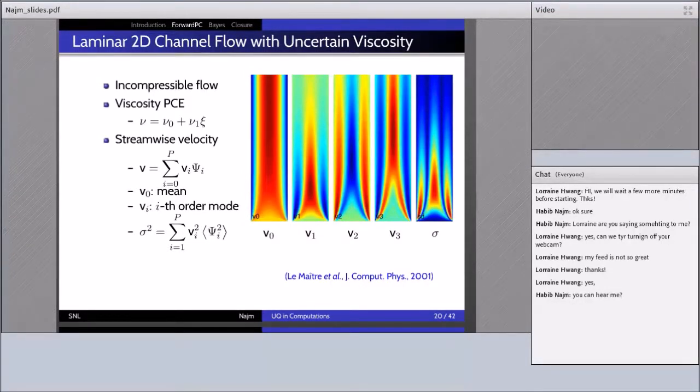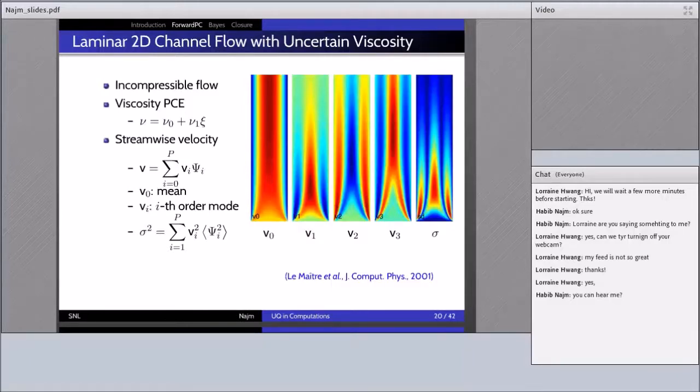This is now a paper that's quite old, but we had worked here on incompressible flow in a channel with uncertain viscosity. And what you're looking at are the modes of the velocity field, the PC coefficients for the modes of the velocity field. So V0 is the mean velocity field, and the flow is going vertically up here. So it's like a starting flow in a rectangular channel. So you will get an initial startup phase, and then you get the fully developed flow, which stabilizes further downstream, which is towards the top. And the individual modes are shown to the right.